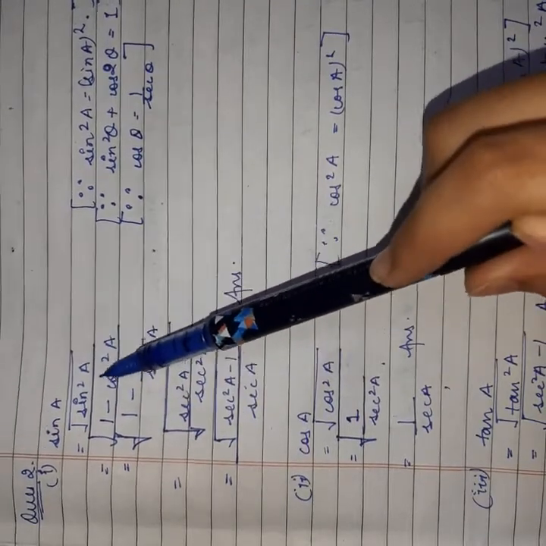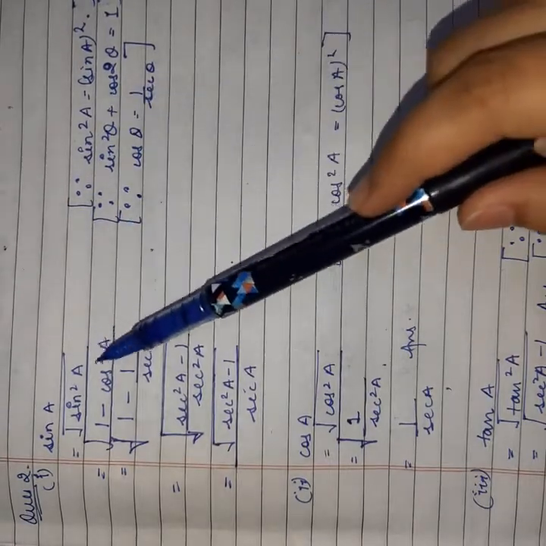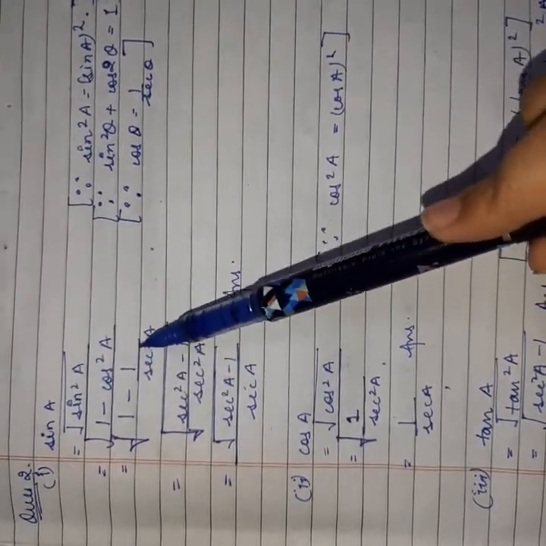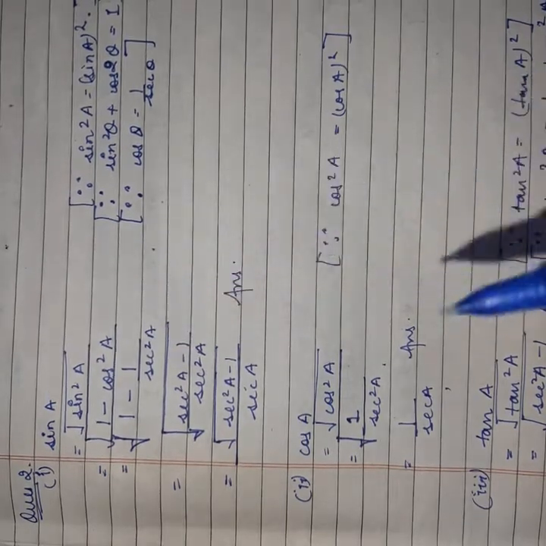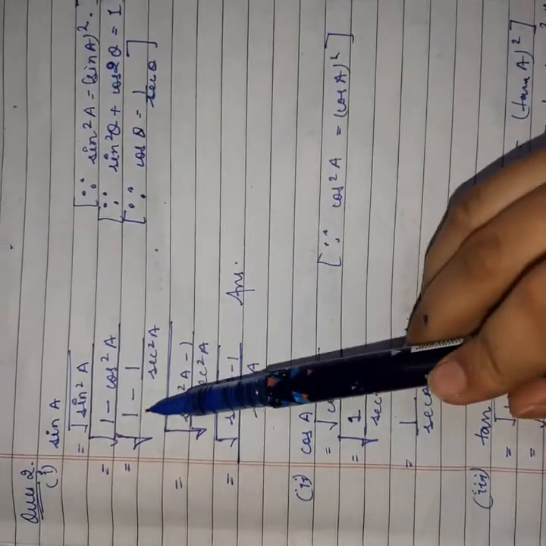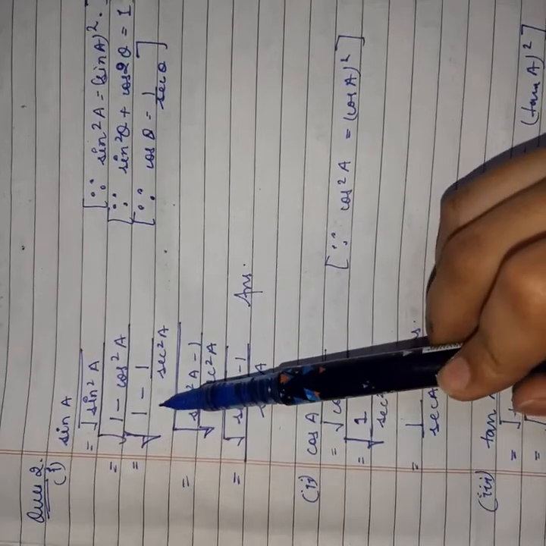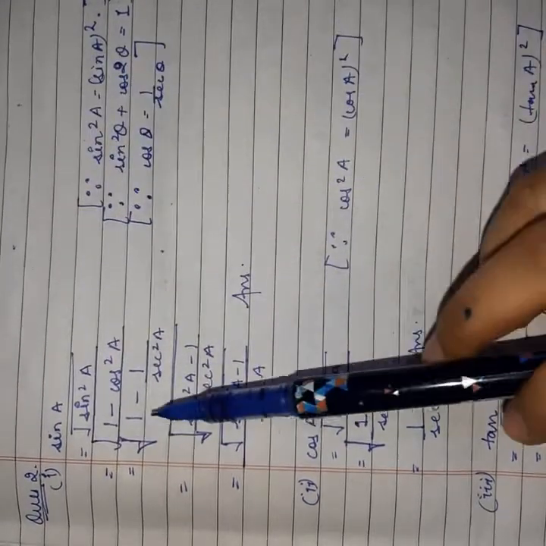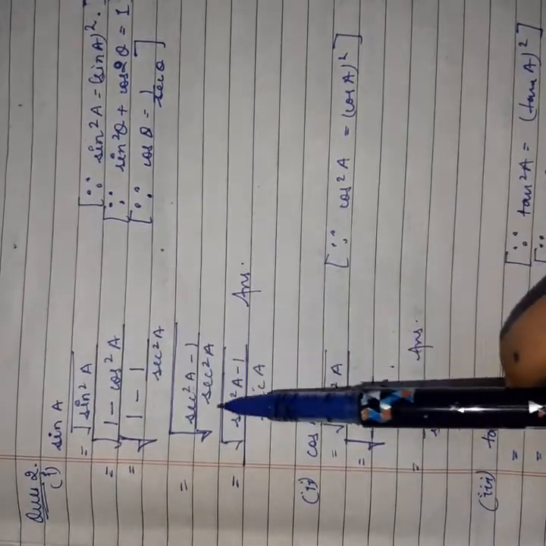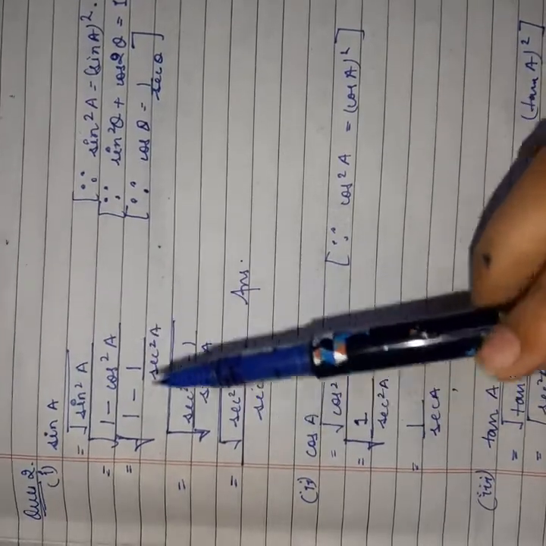Now this cos A is equal to 1 upon sec A. This becomes 1 minus (1 upon sec A) whole square. 1 square is 1 and sec A whole square is sec square A. Now this is a fraction and this is not, so we need to take the LCM, and this sec square A gets multiplied in both the denominator and the numerator. Now in the numerator this becomes sec square A minus 1 when we combine the fractions, and in the denominator it is sec square A.